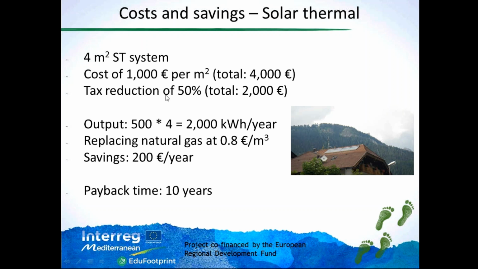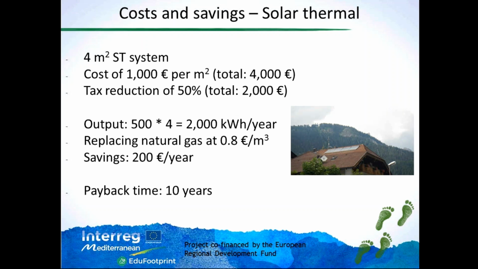Again, I put a tax reduction here, which is a quite typical incentive scheme for solar thermal, of 50%. So similar to what I did for photovoltaic. Actually, in Italy, for instance, at the moment we have 2 incentive schemes for solar thermal. One of these is a tax reduction, but it's even higher, so it's 65%. But in this case, for this calculation, I assume the 50% tax reduction. So basically, you can recover 2,000 euros from your taxes.